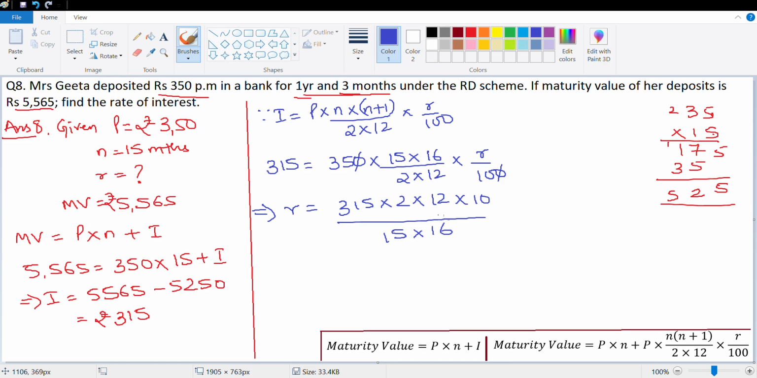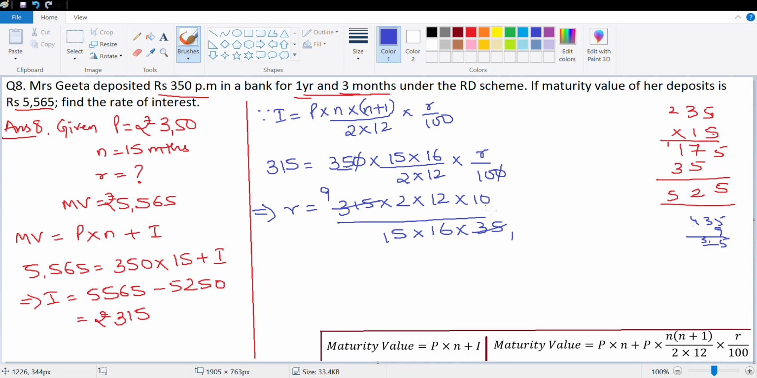Multiplied with 35. There's a 35 also. I missed this 35. Let's just check if I have taken all terms. 315 into 2 into 12 into 10, done. And in the denominator 35, 15 and 16. Perfect. 35 ones are 35 and 35 nines are 315. Let's just reconfirm. 35 into 9, 270 and 5 nines are 45, 27, 315. Perfect. 35 into 9 is 315.